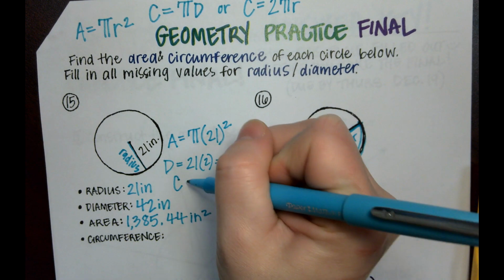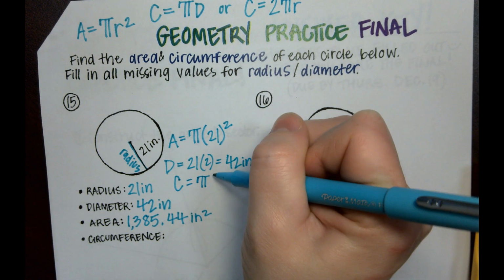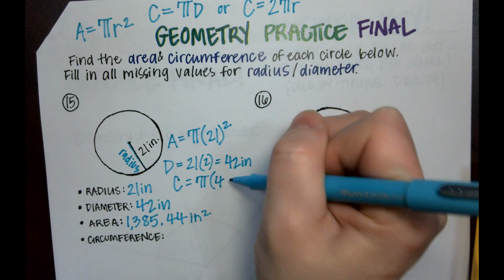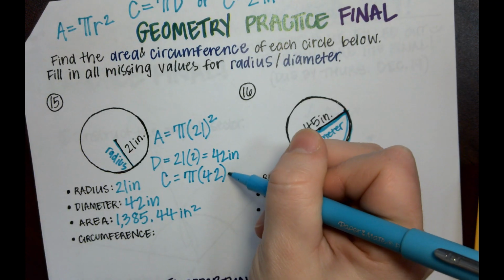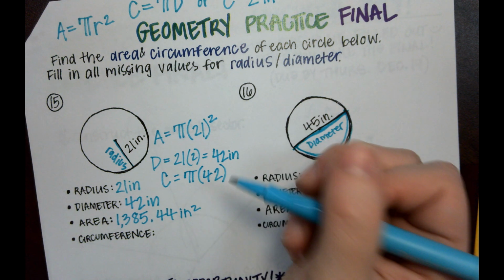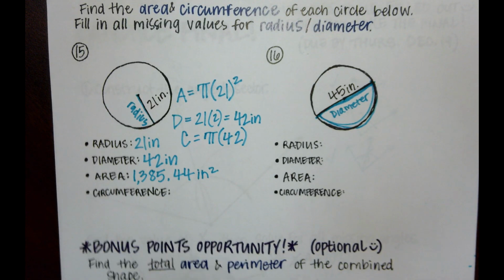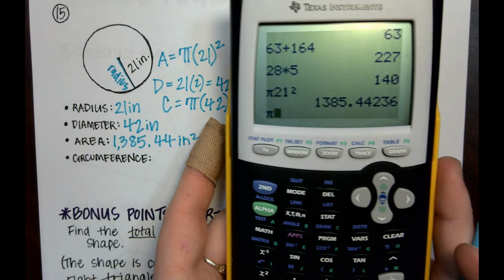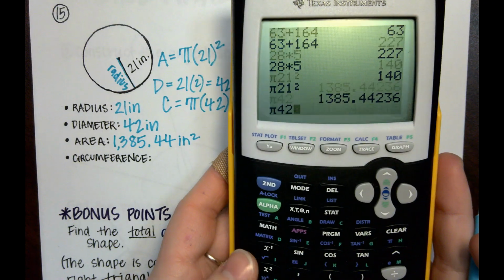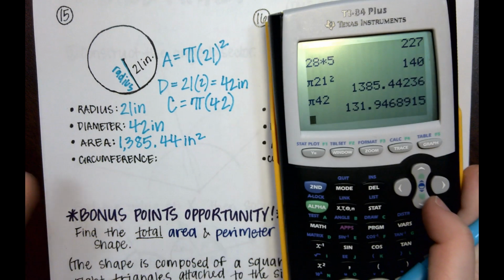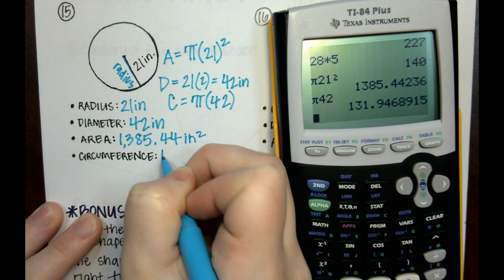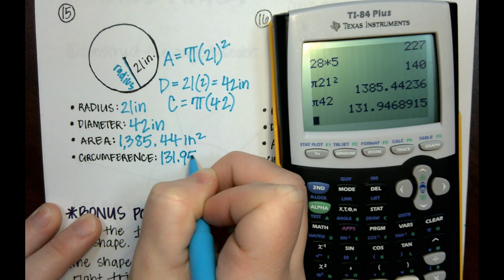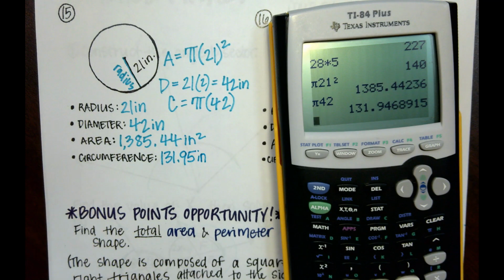So let's see, circumference equals pi times 42. Pi times 42. That equals 131.95. Perfect, 131.95 inches.